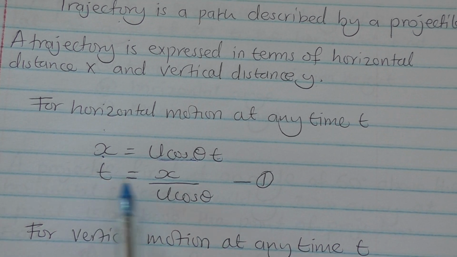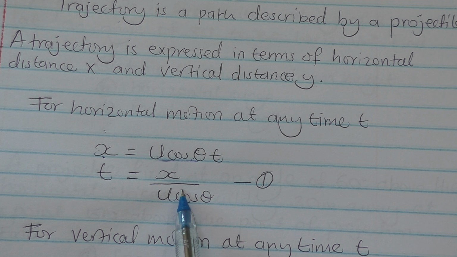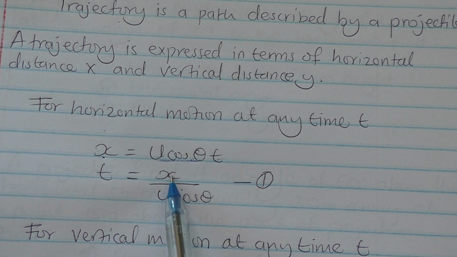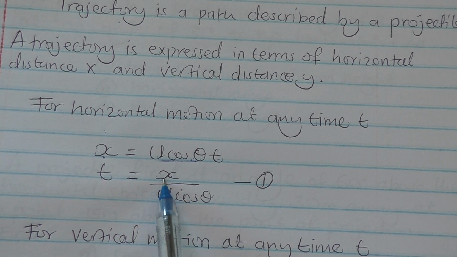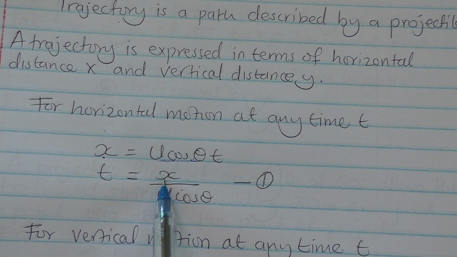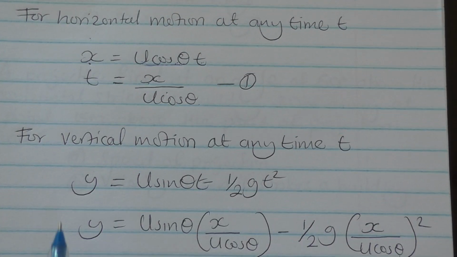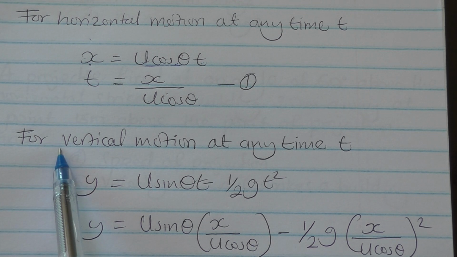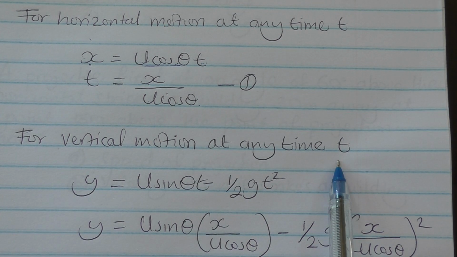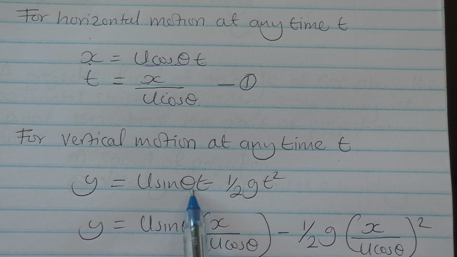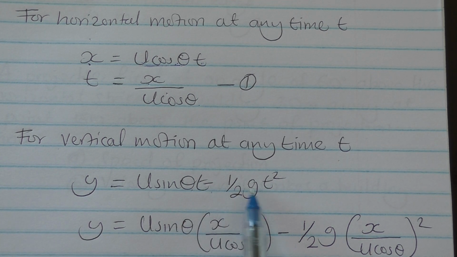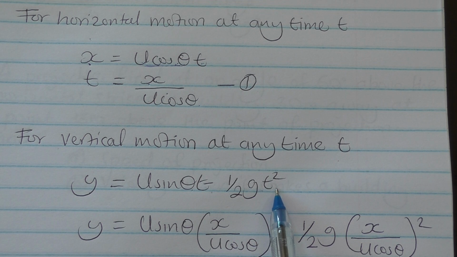So we shall make t the subject, which is t equals x over u cos theta. In this particular moment, x is the horizontal distance traveled at any time. When we also consider the vertical motion at any time, we shall get the vertical distance y as u sin theta t minus a half g t squared.